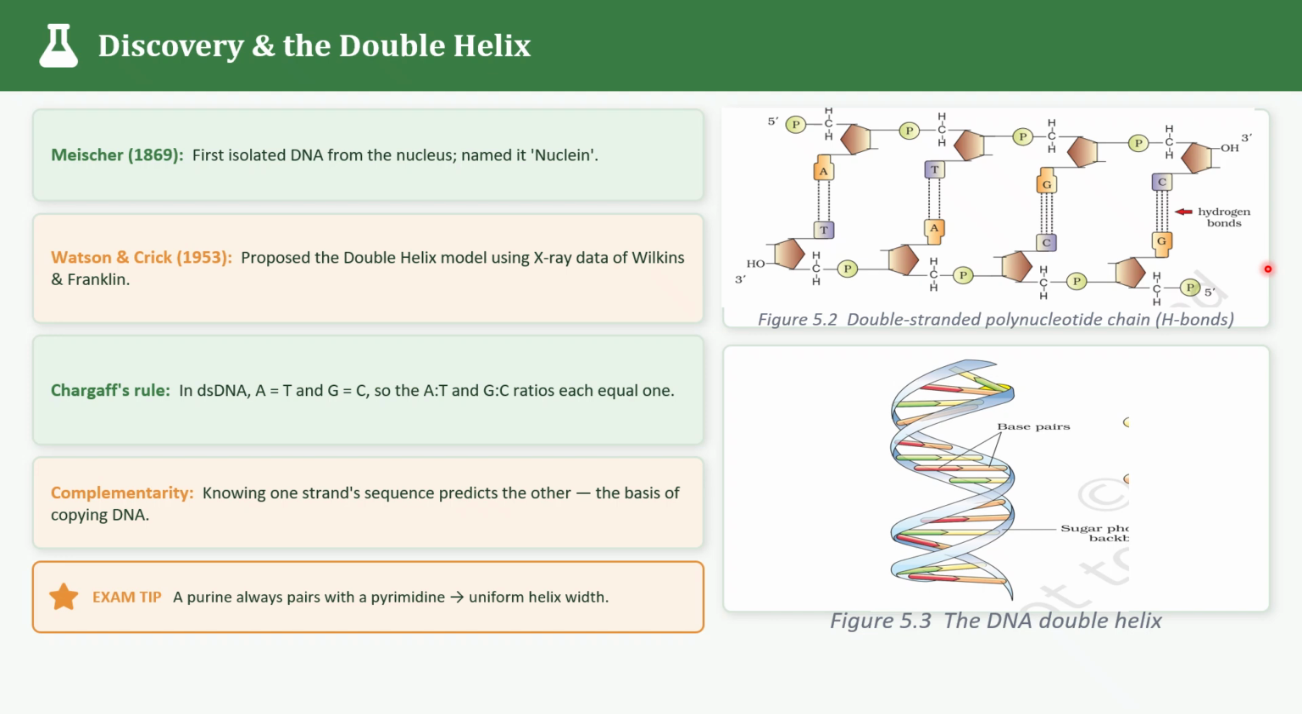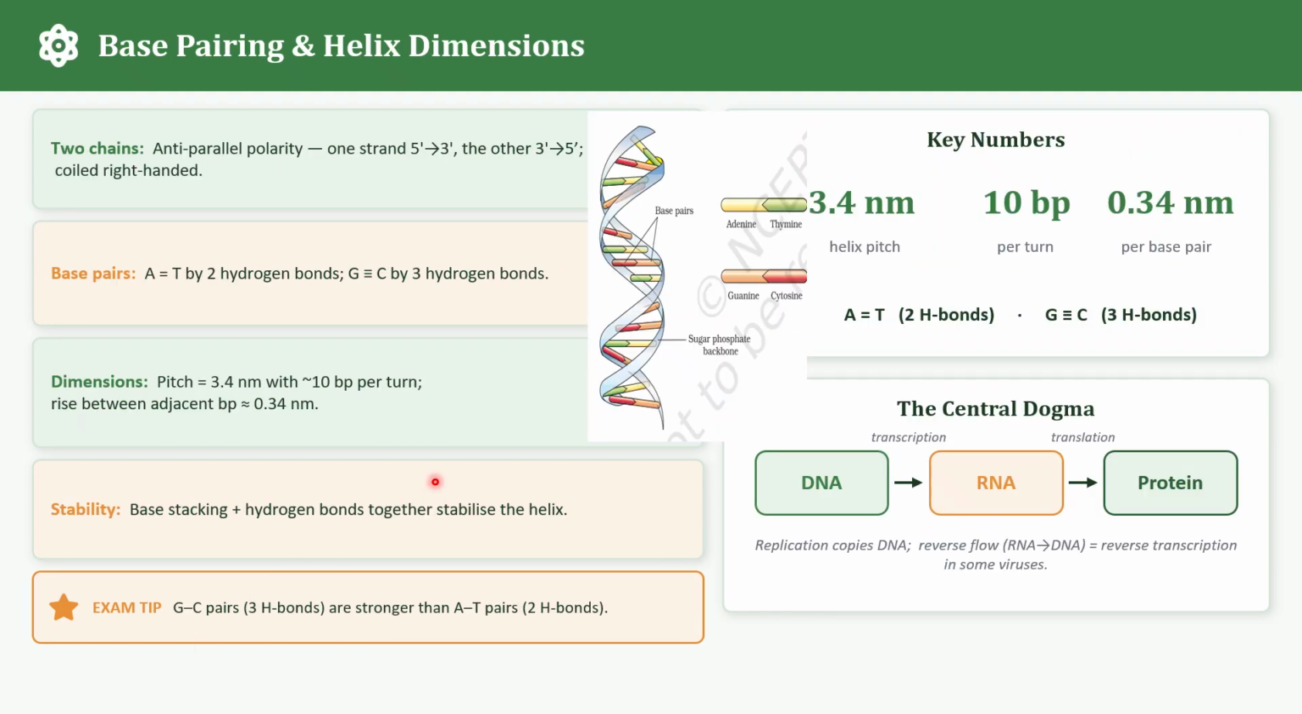So during DNA replication, each parental strand acts as a template to produce a new complementary strand. So the daughter DNA molecules become identical to the parent DNA. So this is how beautifully it explains that genetic information is passed accurately from one generation to the other. So next, we are going to see the base pairing and the helix dimensions.